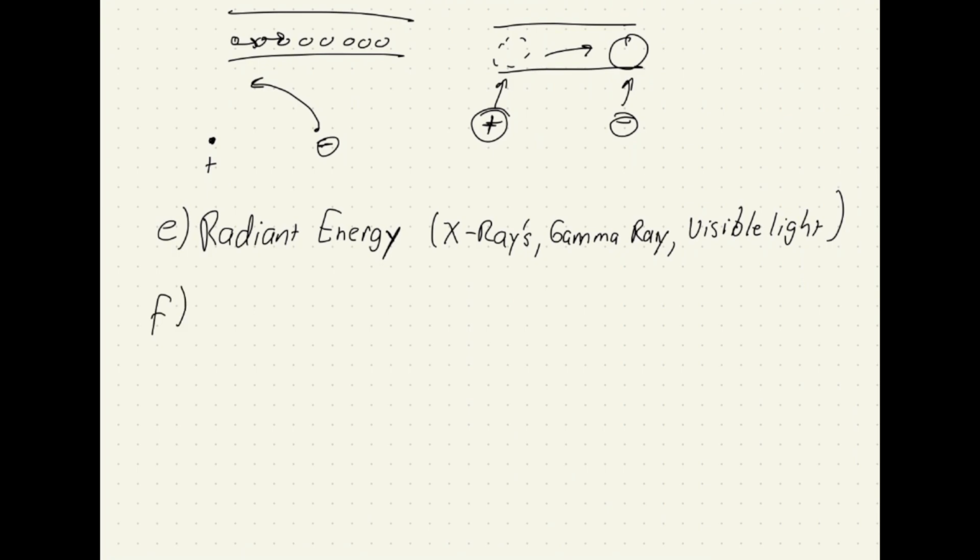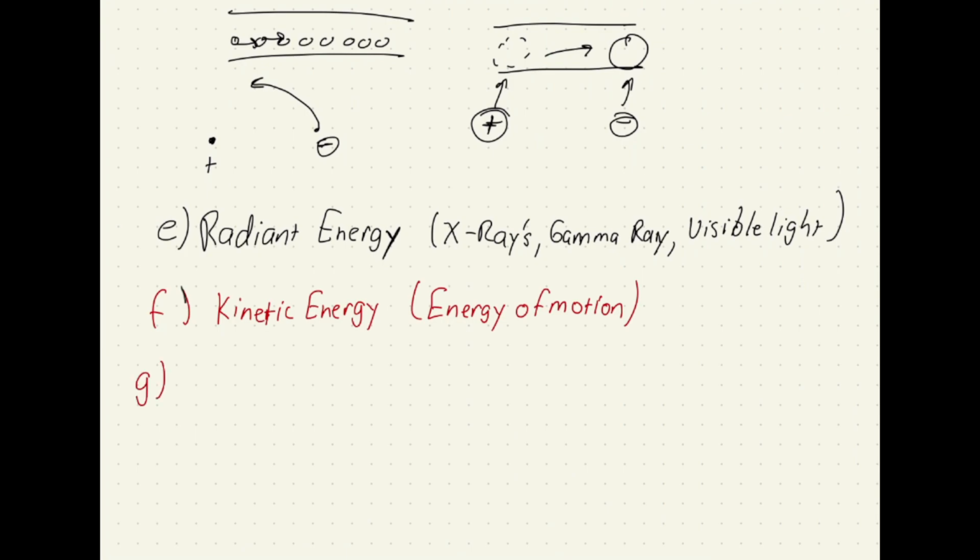Then, actually, let's do this in a different color. Then we'll have energy type F, which I'm going to call kinetic energy. You've probably heard of kinetic energy. It's been around for a long time, and you've probably heard of it back in grade school, middle school. But this is our energy of motion. Because you have mass and because you are moving, you have kinetic energy.